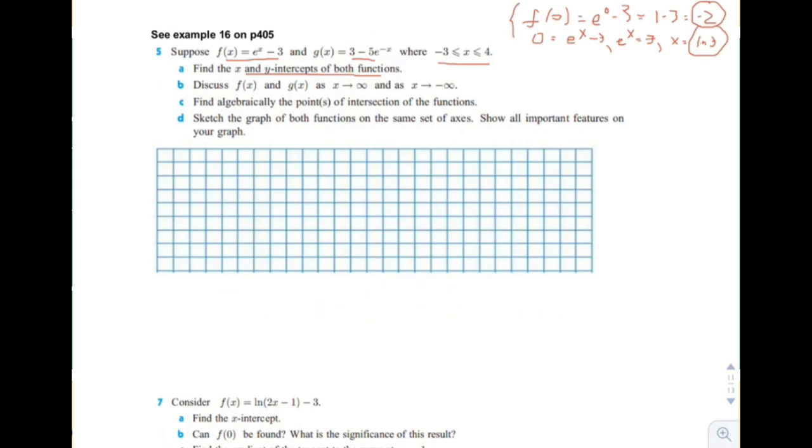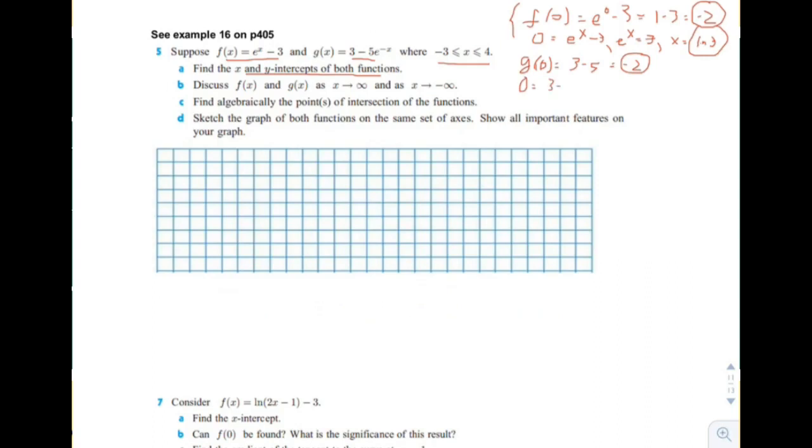Okay. What about for g? g of 0, which will be the y-intercept, is equal to 3 minus 5 times e to the 0, which is 1, equals negative 2. Also negative 2.